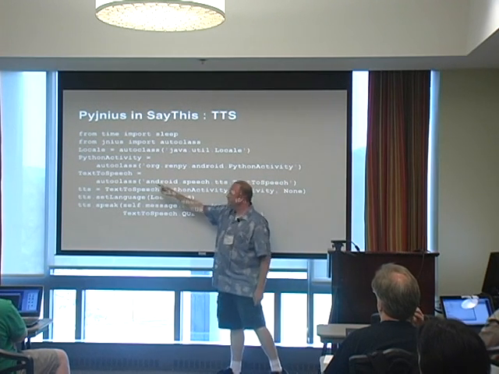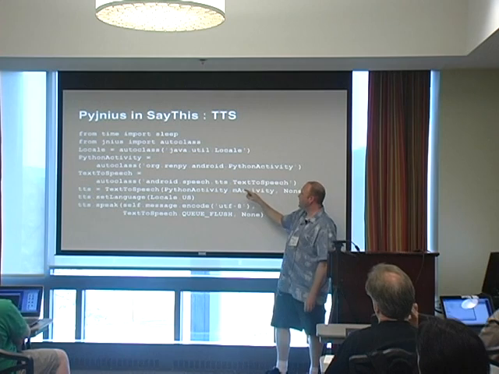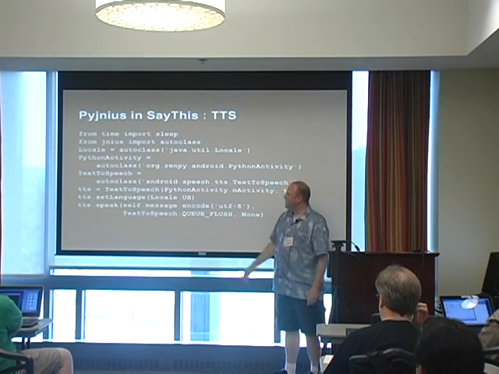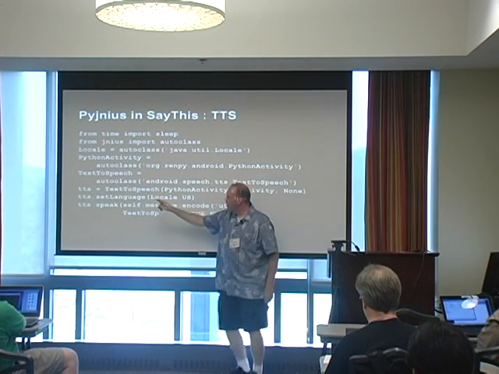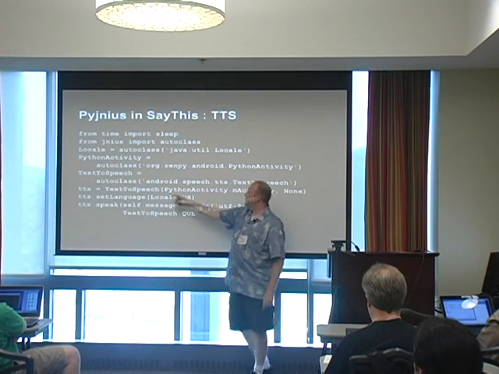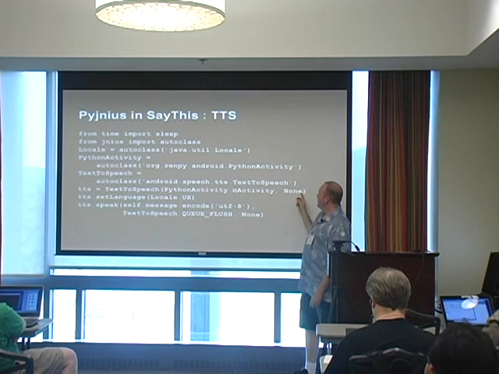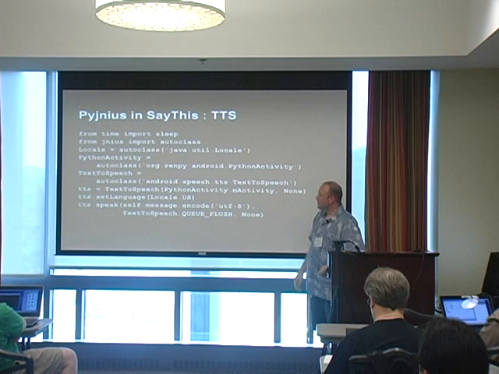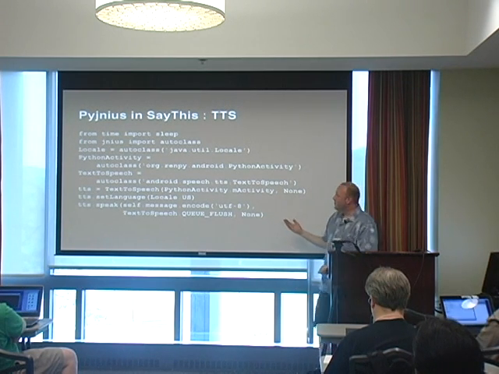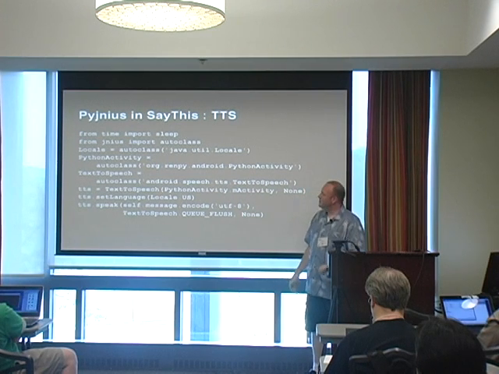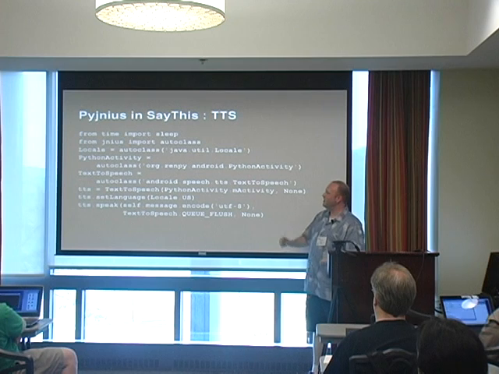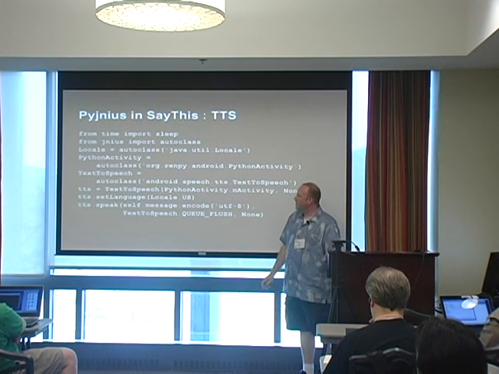And then we need the actual text-to-speech, Android's text-to-speech capabilities. So we autoclass the Android speech TTS, text-to-speech. And then we create an instance of that class, TTS, text-to-speech, Python activity, mActivity. So that's how you create an instance of the text-to-speech class. If you look at the Android docs, that's how they tell you to instantiate it. So it doesn't look as nice as if it was all Python. You still have to look at the Java parts and figure out how it's put together.